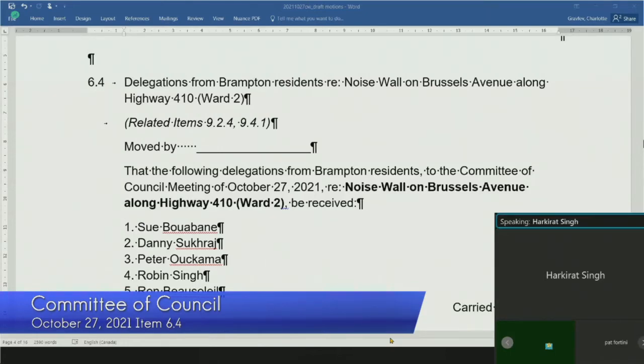Welcome, Sue. You have up to 5 minutes, and I will give you the 1 minute warning as well. Thank you so much for coming to delegate today. Mr. Chair, just a bit of an update. There were 5 registered delegates. Sue has indicated she cannot attend today's meeting, so she has provided some written remarks that delegate number 5, Ron Beausoleil, will read when it's his turn to speak.